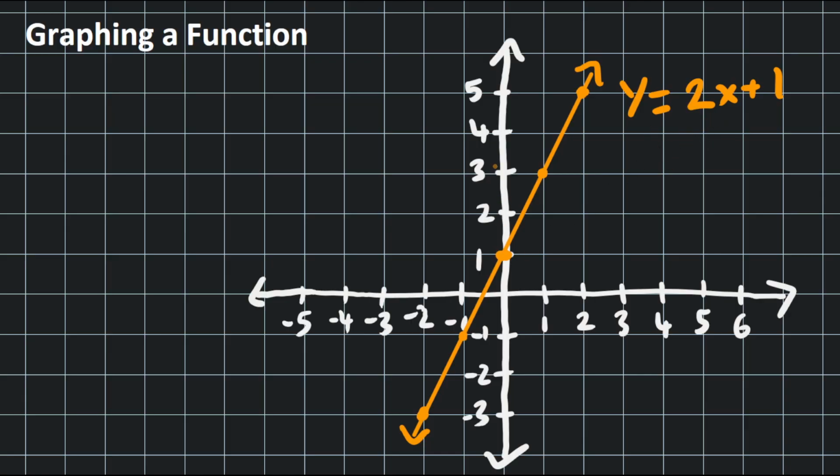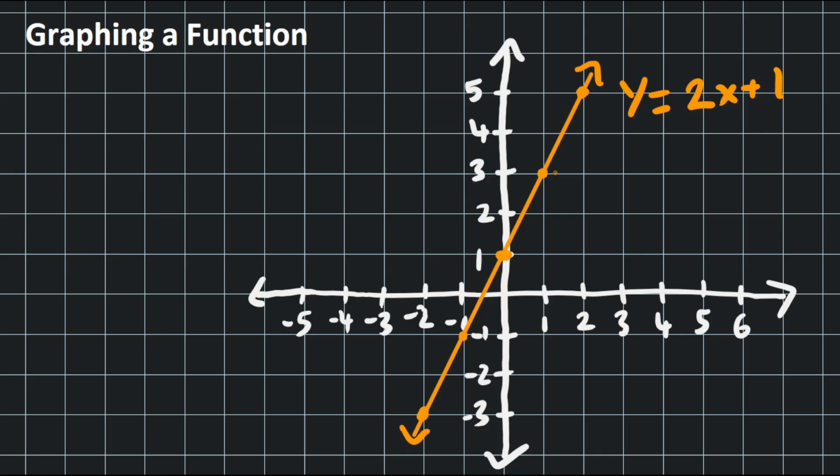So it goes up 2 over 1, up 2 over 1, and in the reverse direction, down to the left 1, down to the left 1. So the entire time, this is an increasing graph. It's an increasing line. It goes up 2 over 1, up 2 over 1. So this is the graph of y equals 2x plus 1.